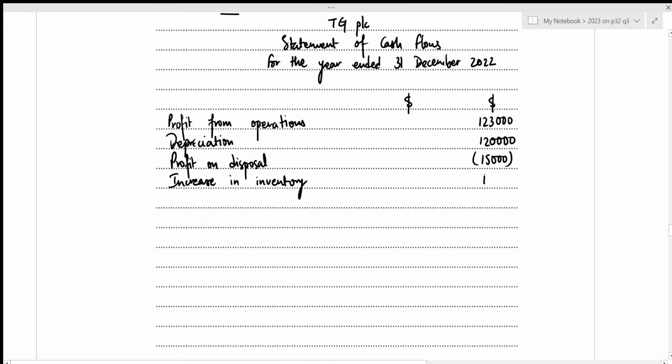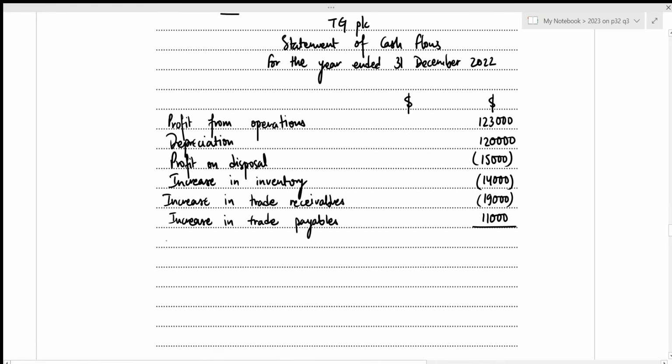Which was of 14,000. We need to subtract it since this is an increment in asset. Then there was the increase in trade receivables, which is again the increment in assets, so we need to add it. And this was of 19,000. Then there was increase in trade payables, but this is the increment in our liabilities, which means that this results in cash inflow. So we need to add it. That was of 11,000. Now, after adjusting all of these, we'll get our cash from operations.